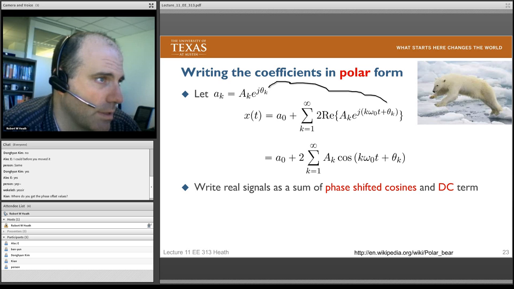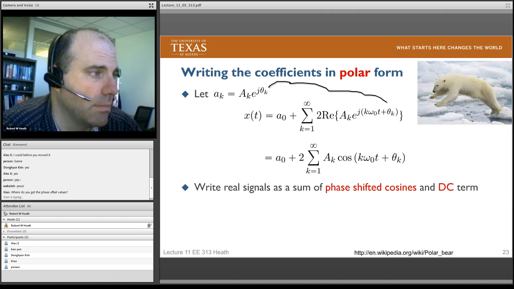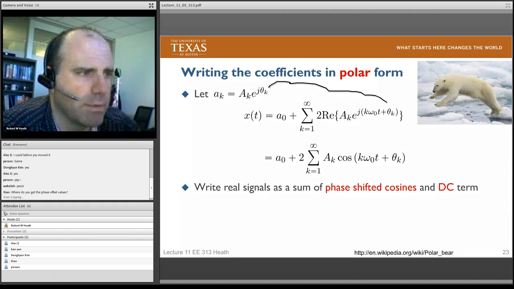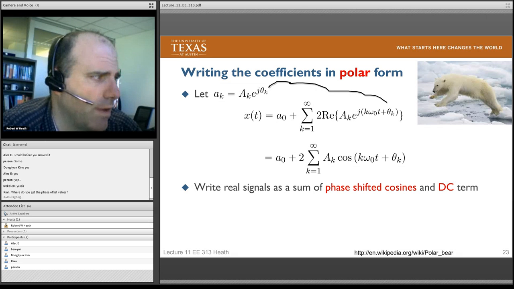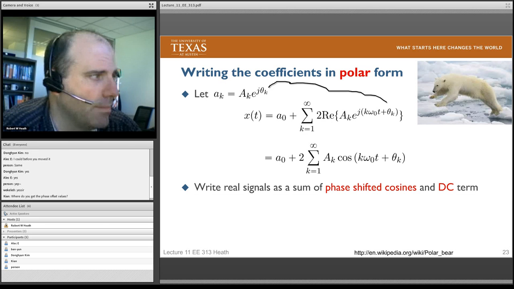Where do you get the phase offset values? Well, this is a complex number, so you just write it in polar notation. Polar notation is where you write a complex number as a magnitude times e to the j of this theta. The actual formula for it comes from, I think, lecture 1 or lecture 2. But you have to find the A k's first, and we haven't discussed how to find the A k's yet. That's the last part of the lecture.